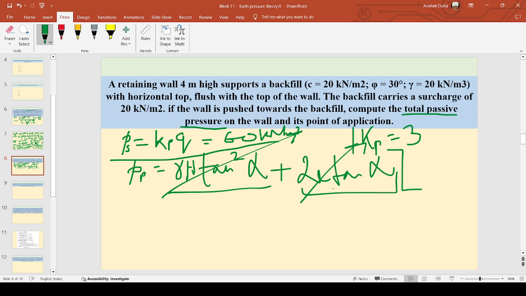So I'm asking you the value of 2C tan alpha. What you have got? The total value is 309, sir. No, not total value. What is the value of 2C tan alpha? It is 60 root 3, right? That is 2C tan alpha is 40 root 3, I believe. Now calculate 40 into root 3. 69.28. And gamma H tan square alpha. Gamma is 20, H is 4, 20 into 4, 80 into 3, that is 240, isn't it? Gamma H is 240. Yes, sir.